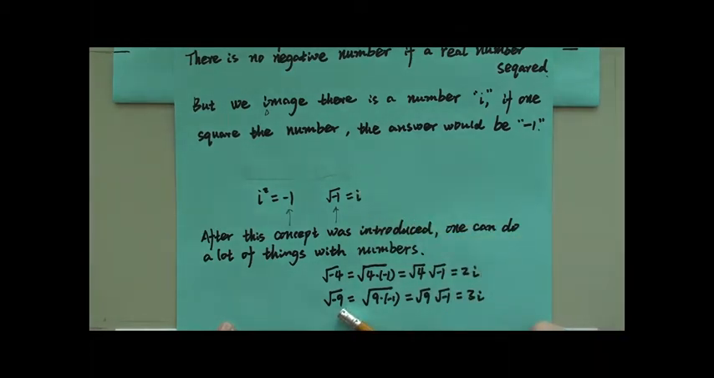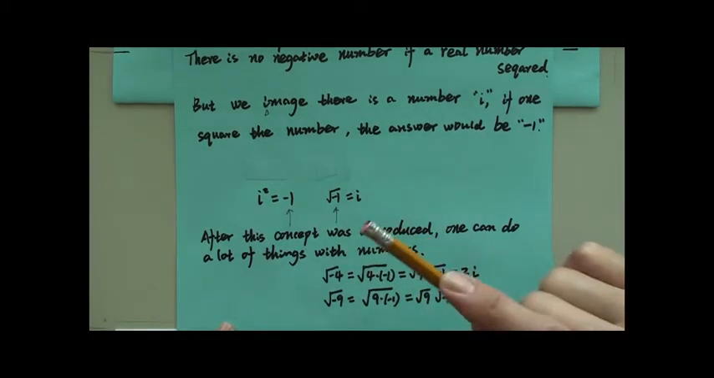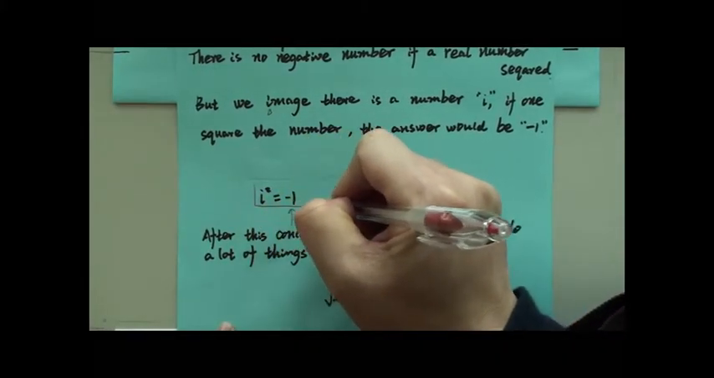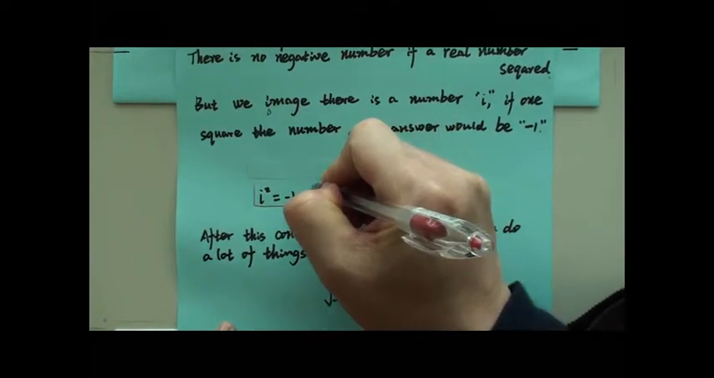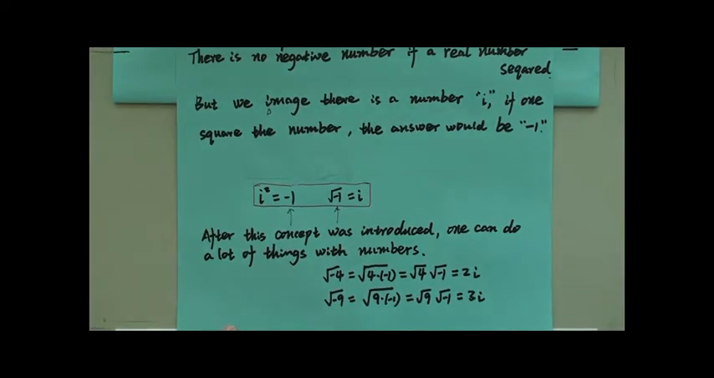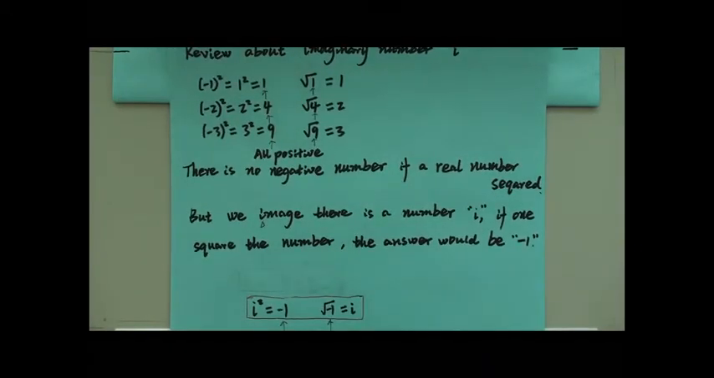So is the case for radical negative 9. Negative 9 is 9 times negative 1. And radical 9 is 3, and radical negative 1 is i. So remember, this is very important. You may mark it right here. Now, let's do some questions in the exercise.